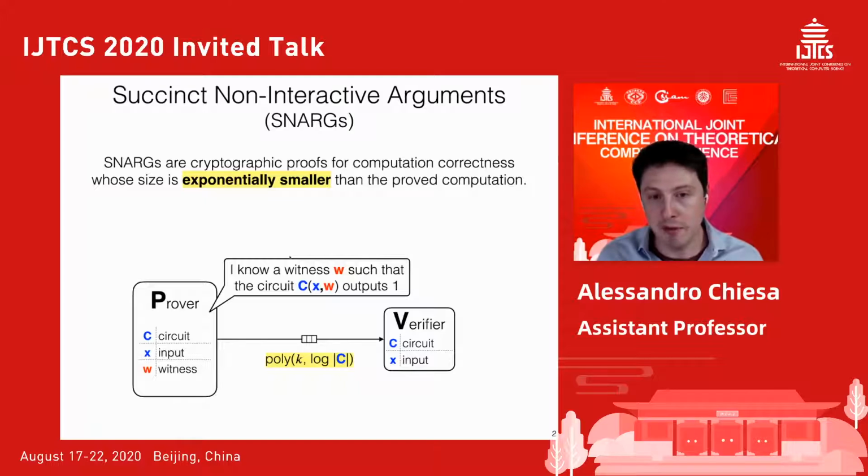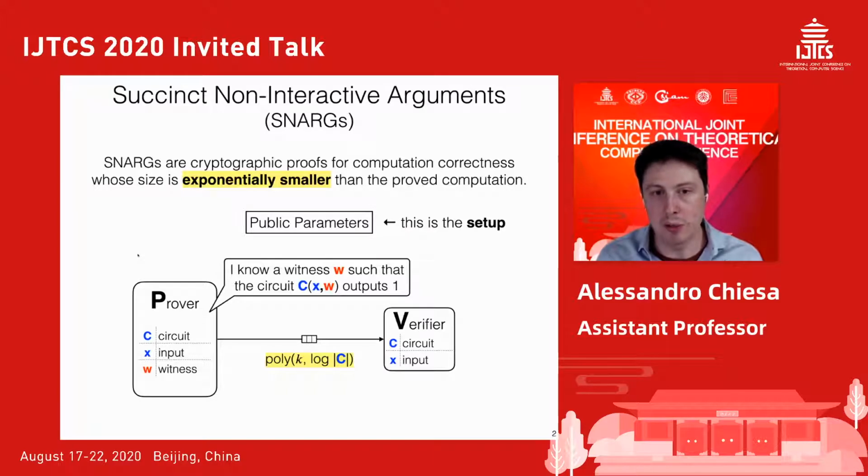And the key efficiency property of a SNARG is that the proof used to convince the verifier is much, much smaller than the circuit and the witness. It is polynomial in the logarithm of the size of the circuit and some security parameter. All right, so this is what a SNARG is.